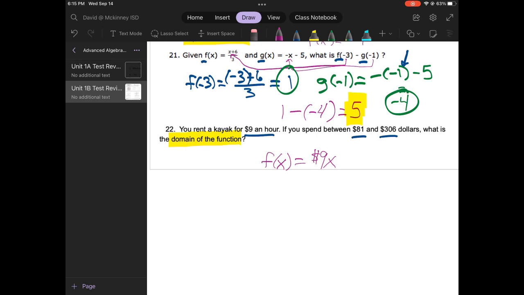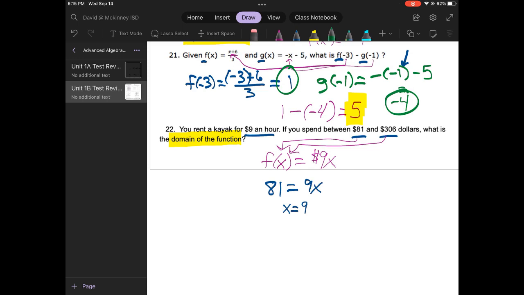So I'm going to take $81 and substitute it in for the entirety of f of x. Remember, that $81 is a range value, and the 306 is a range value. So instead of putting that number 81 in for x, I'm going to put it in for f of x, so that I have 81 is equal to 9x. When I solve that out, I will get that x is equal to 9. That's a domain value. I'm going to repeat this process again with $306.